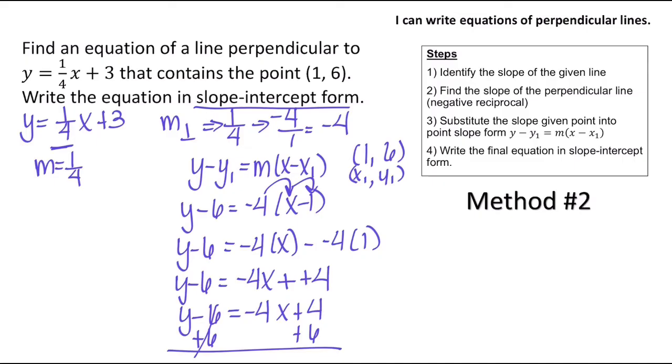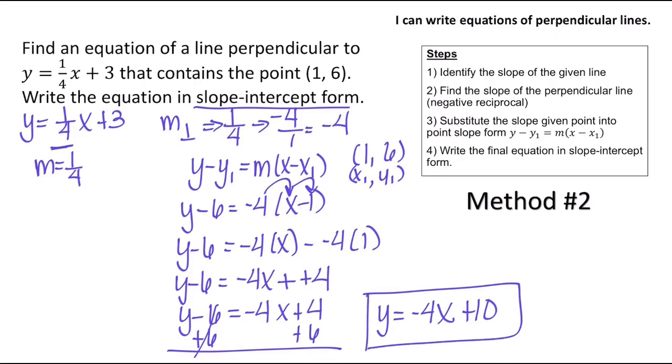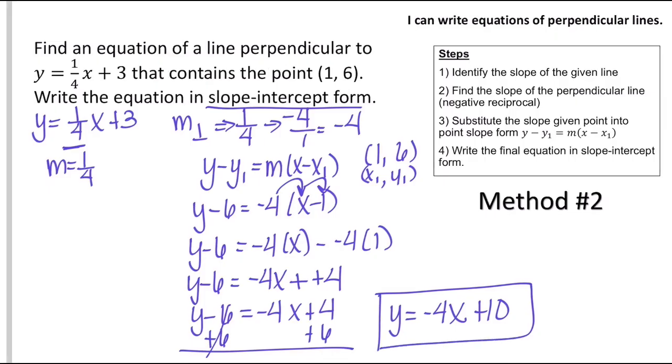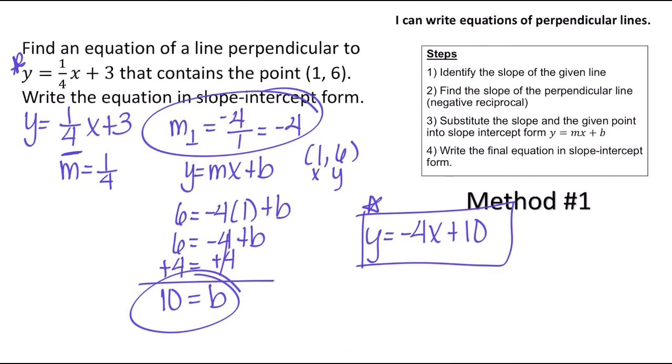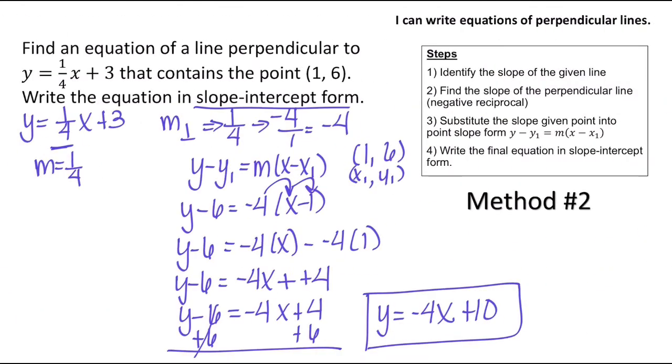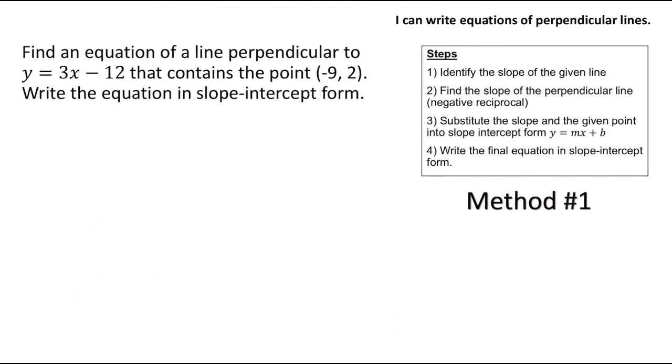So when I do that, I get y equals -4x plus 10. And that is the equation of the line in slope-intercept form. So remember, once again, you get the same answer. It doesn't matter whether you use method 1 or method 2.